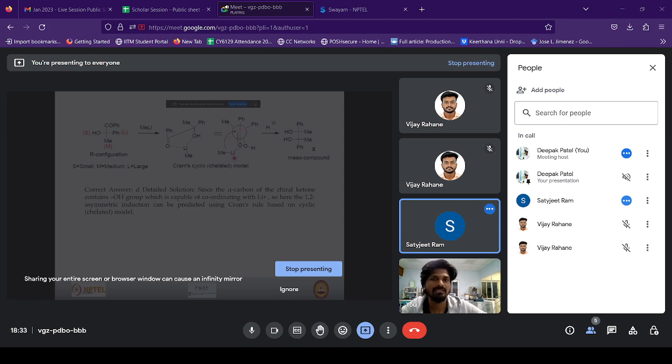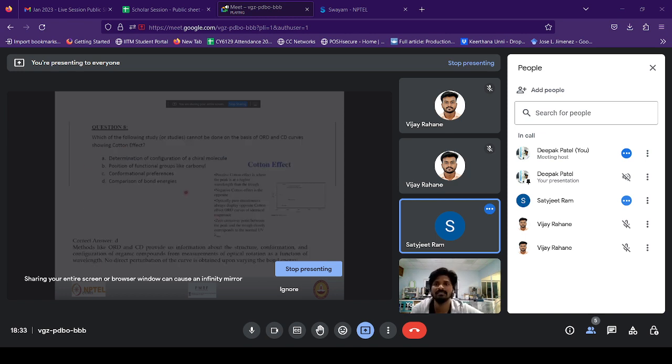Then Cram's rule suggests that the nucleophile always attacks from the less hindered side. So this is the less hindered side, next to the small group, so this configuration will form. So this is the major compound, and the correct option is D. You can read this: the alpha carbon of the chiral ketone contains an OH group which is capable of coordinating. Lithium is always chelated with this type of system, so asymmetric induction can be predicted using Cram's rule.